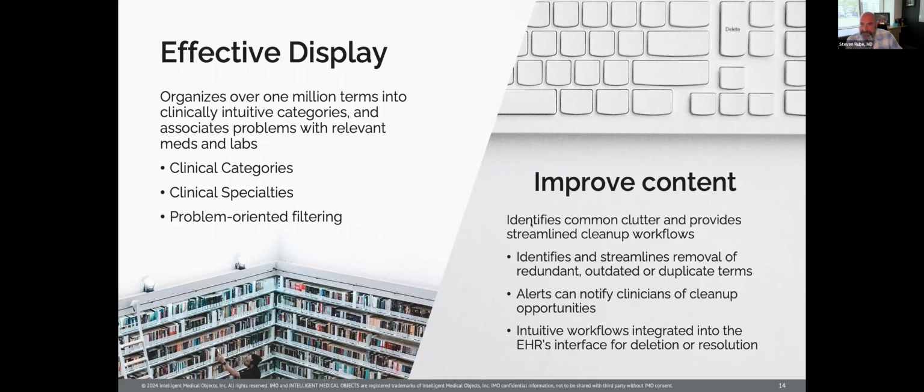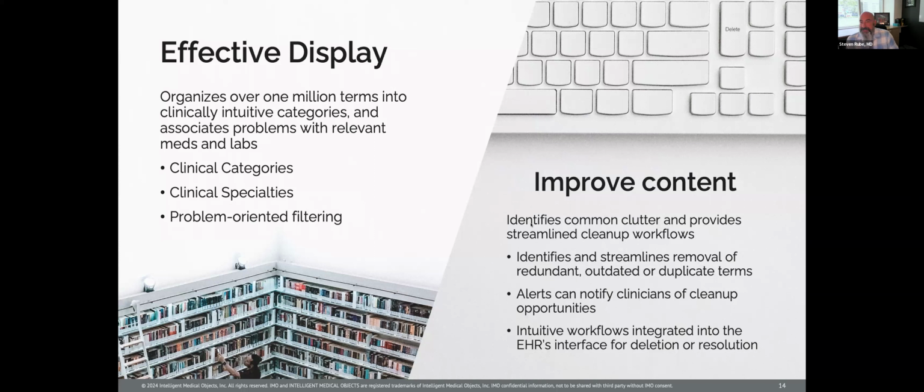Problem-oriented filtering is a way to highlight a problem on the problem list and have the EHR bring forward those relevant medications and labs, and hopefully in the future, procedures and even notes that are related to that problem. It's been received very, very well, and it has been shown to save time and improve the information gathering part of things. So really improving that display was the first problem we tried to tackle.